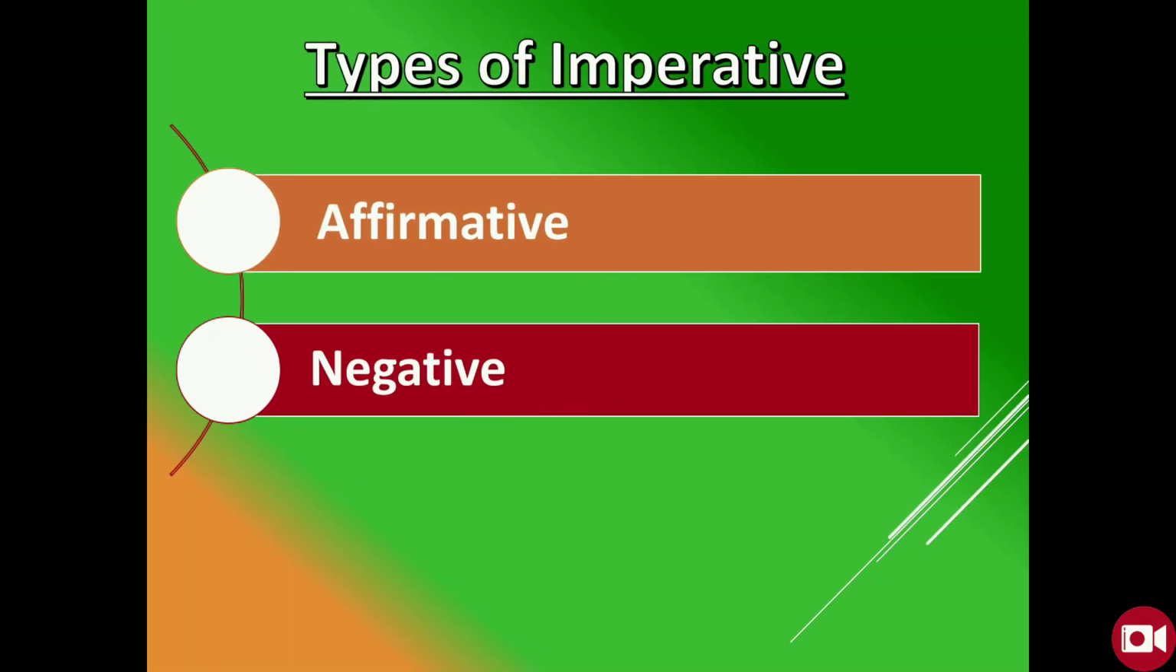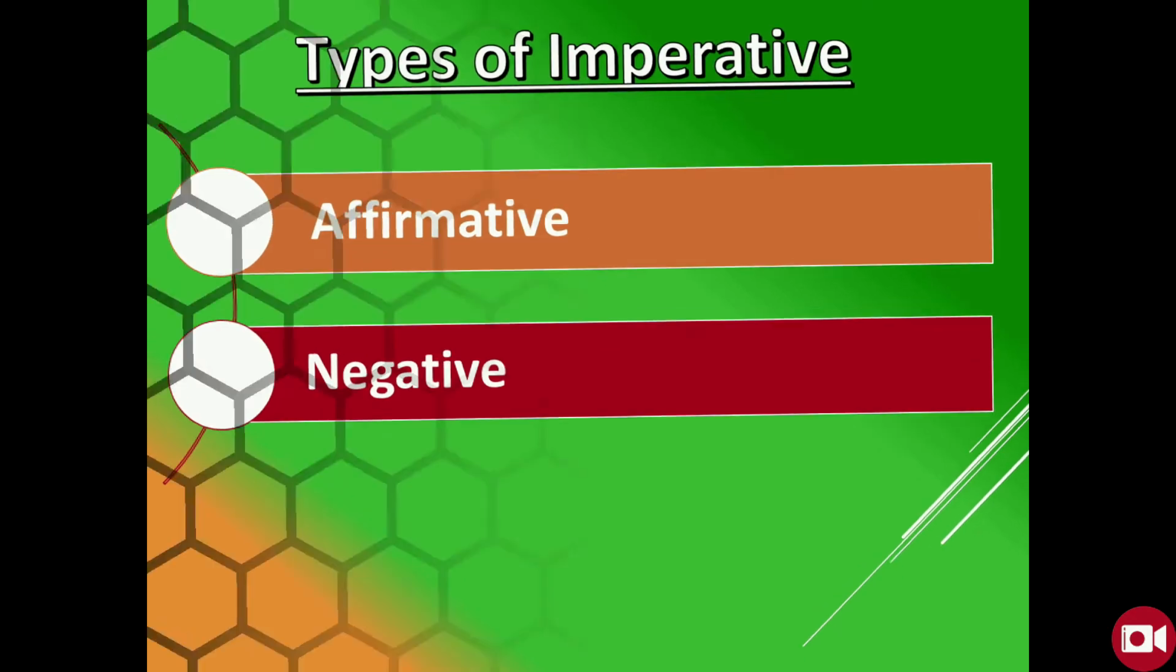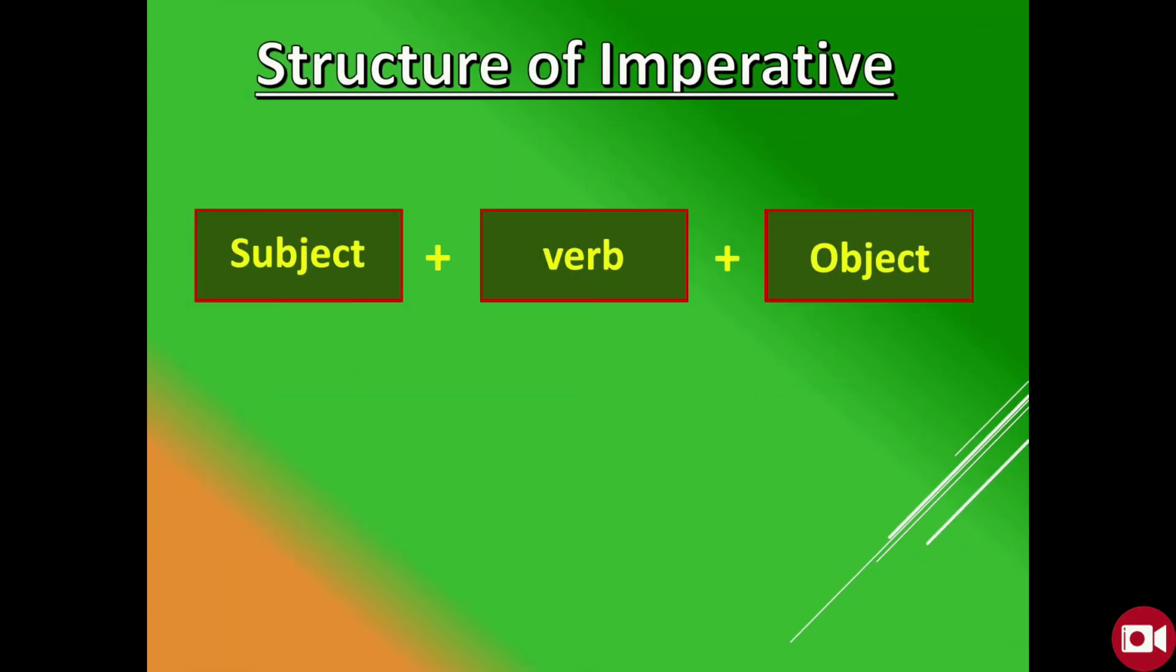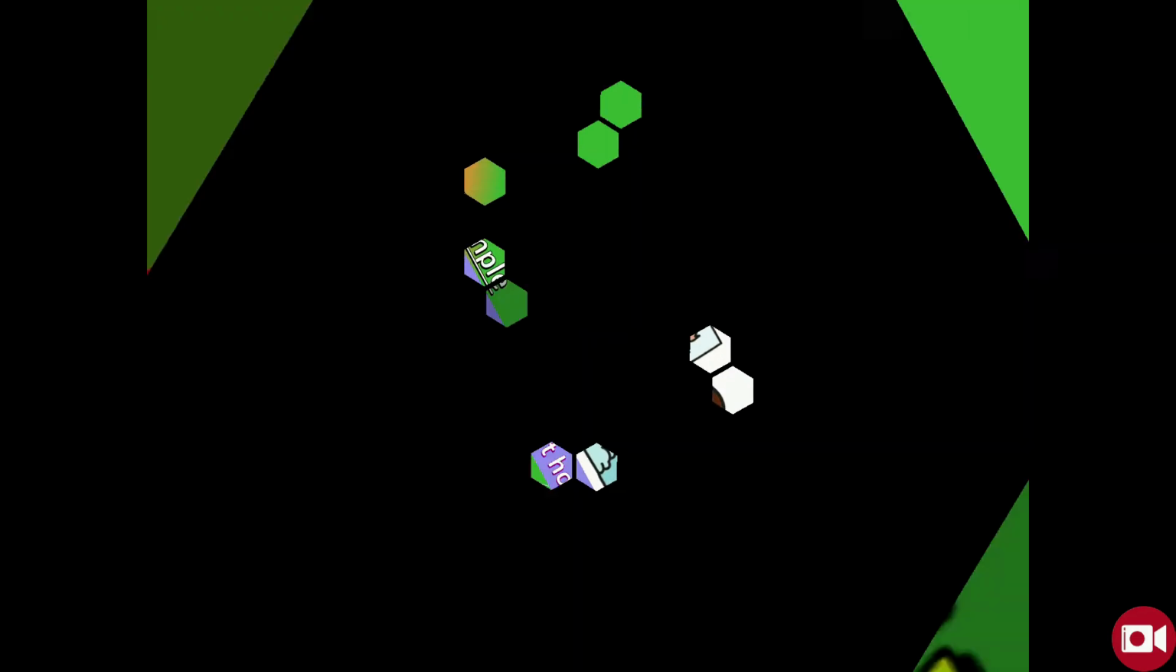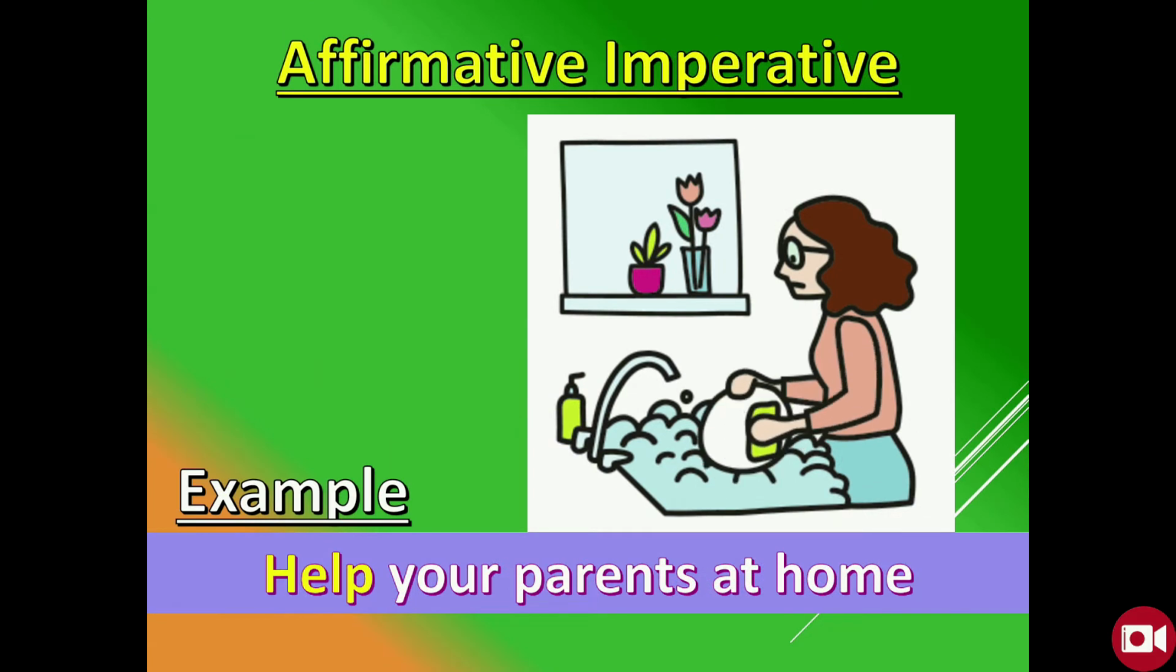There are two types of imperatives, affirmative imperatives and negative imperatives. Now, I will discuss the structure of both types. As you know, the structure of the regular sentence is subject plus verb plus object. But in an affirmative imperative, the difference is we do not have a subject and we use the verb without to and without ing. For example, help your parents at home.